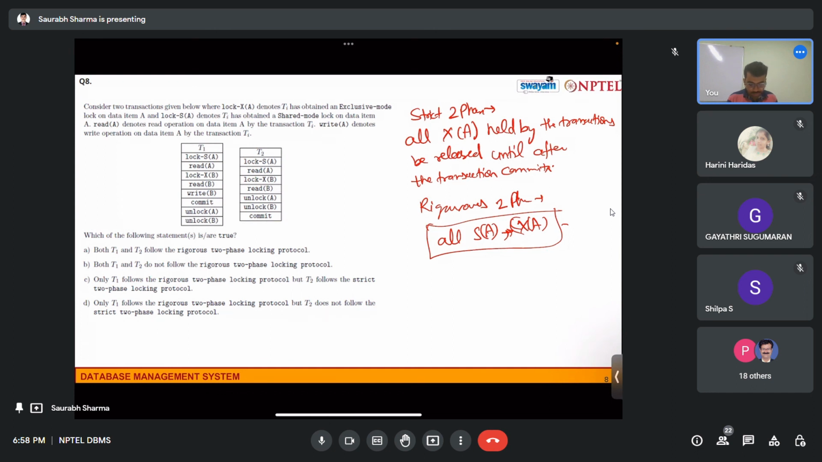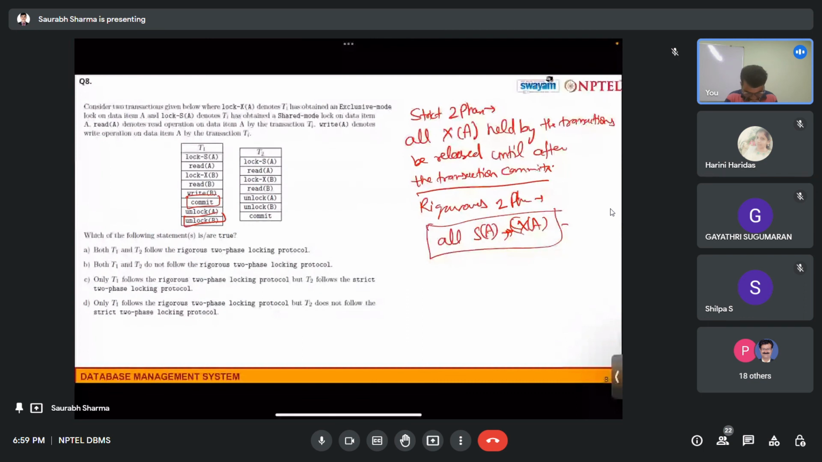So both T1 and T2 follow the rigorous two-phase locking. So if we see in case of T1, we can see that there is commit before unlocking. Okay, so all XA, all meaning exclusive locks, are released only after the transaction commits. So after the transaction commits, the exclusive lock XB is released.